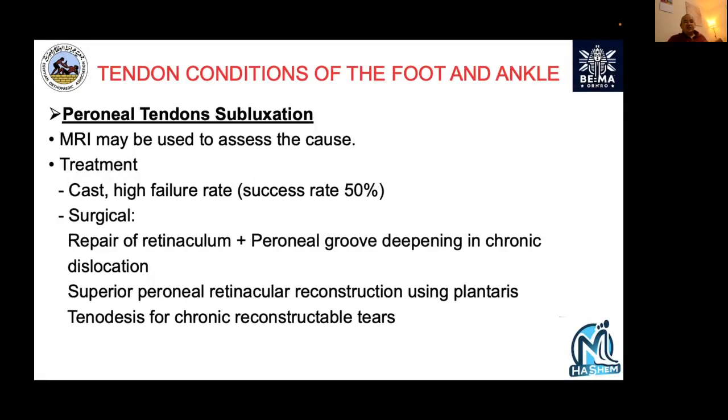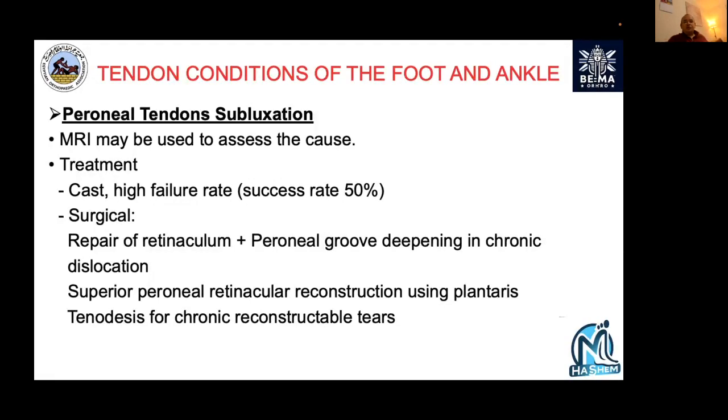Treatment, if the patient is in an early stage, is just to maintain the patient in a boot or cast, and this definitely doesn't help a lot. The surgical option is to go and repair the retinaculum if it is repairable, and if it's not repairable, is to deepen the groove, the peroneal groove, just to make it deeper in the bone, and then you can replace this with a tenodesis. Just get the plantaris to reconstruct and do the job of the peroneal retinaculum.